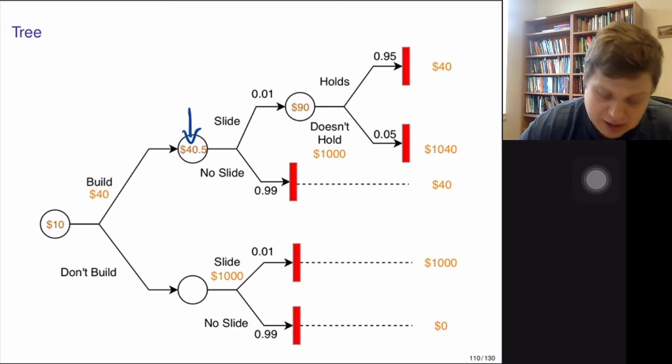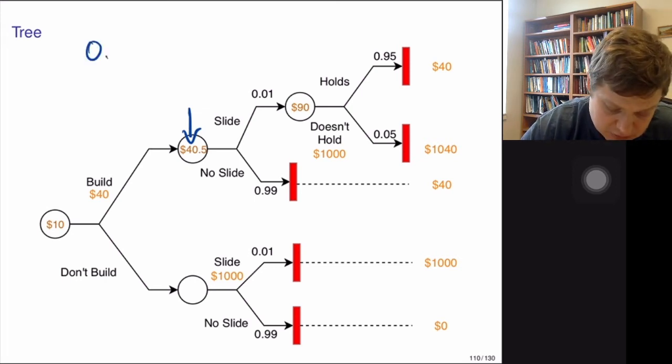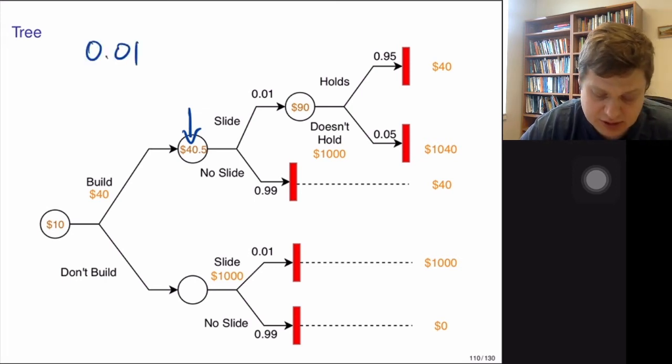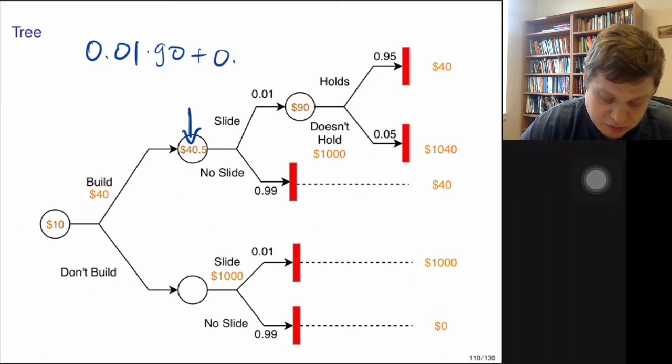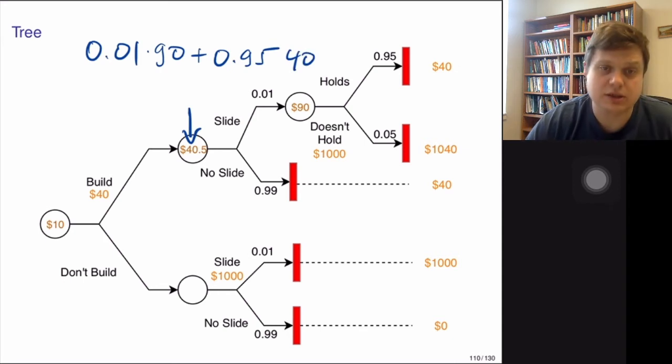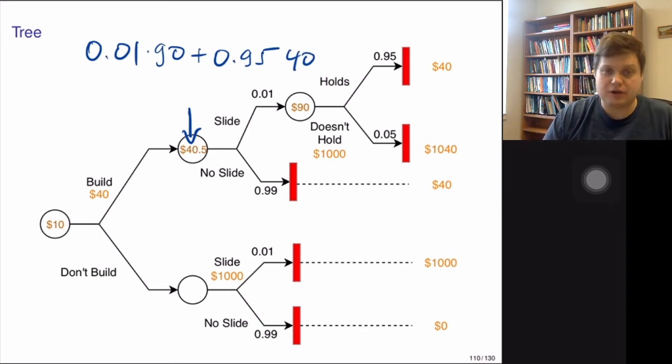Now, once we calculated this $90,000, let's look at this branch of the tree. So here we have slide, no slide, and slide happens in 0.01% of the cases. And we already calculated that if slide does happen, there is $90,000 expected cost, right? And if slide does not happen, with probability 95% of the cases, we just lose the $40,000 that we invested originally into the wall. If you combine those two together, you get this $40,500.